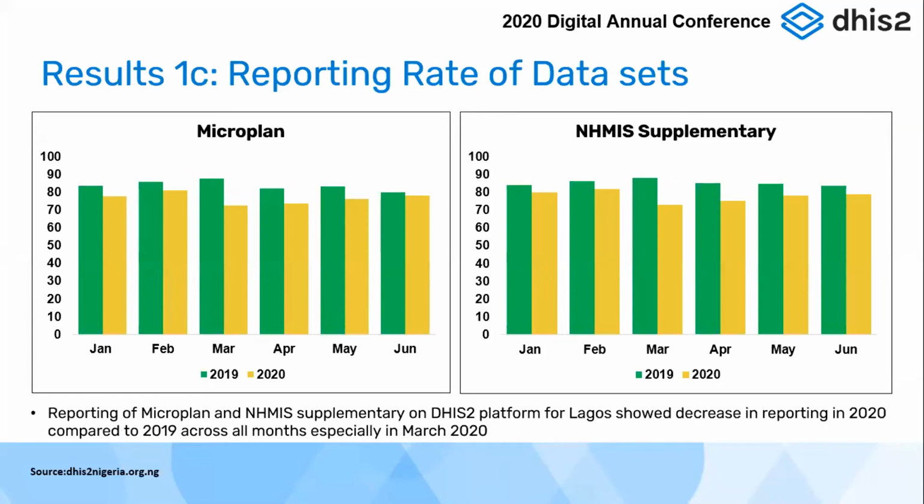Again, we have 2 other data sets. We have the micro plan, where sessions that are planned and sessions that are conducted are reported. And then we have the NHMIS supplementary, which was an addendum document introduced to the DHIS system after the routine immunization module was introduced. For the micro plan and NHMIS supplementary, we observed similar trends. Reporting was much higher in 2019 compared to the same period in 2020. Just like we saw for vaccine utilization, the differences were highest in March 2020, and like I said, that was because the directive for lockdown in the state was given in March 2020.